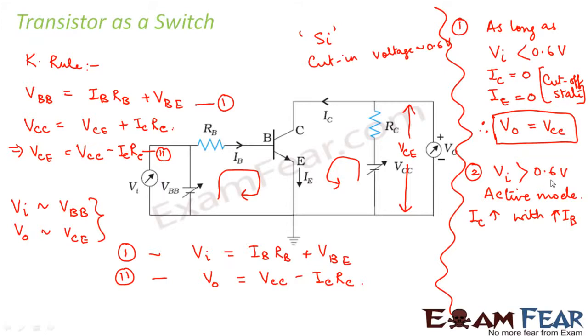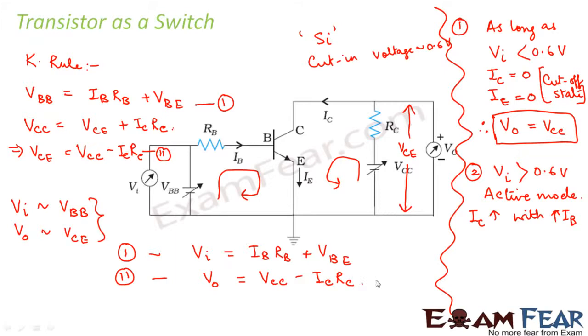When your input voltage is greater than 0.6 volts, as your input voltage increases, this IB will also increase as per this equation. Now as IB increases, IC will also increase, right? That is, the collector current will also increase.